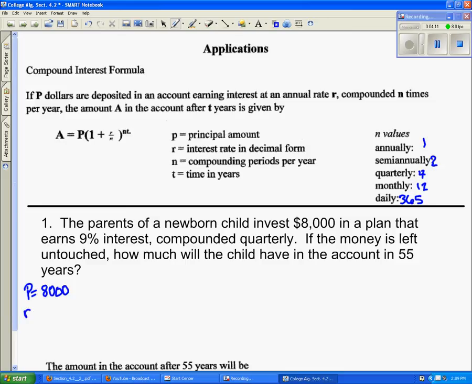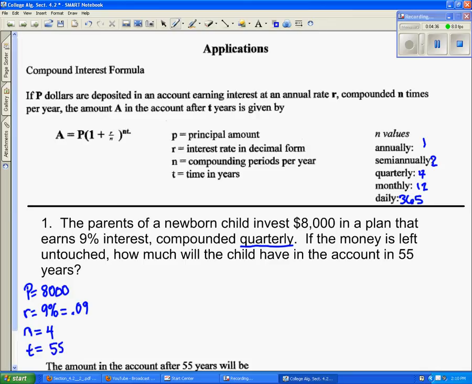Our R, the rate, is 9%, but we have to write that as a decimal, so we move it 2 places to the left and we get 0.09. Our N is going to be periods. It says compounded quarterly, and quarterly means 4 times a year. And then we also need to know our T. Our T for time is going to be 55 years.